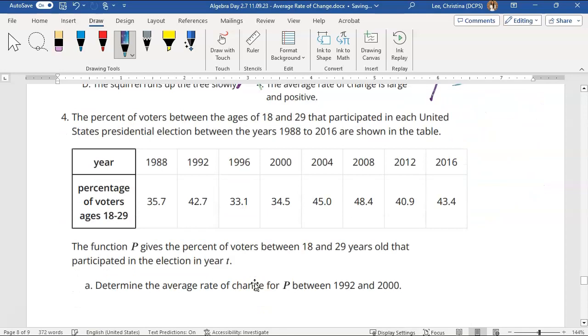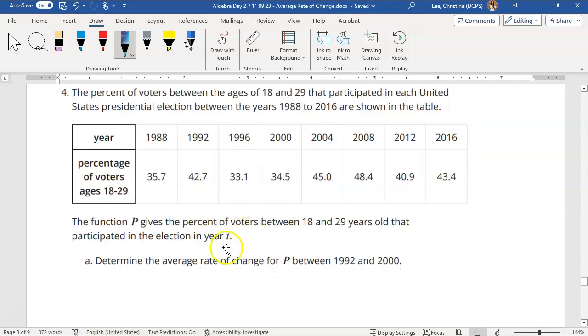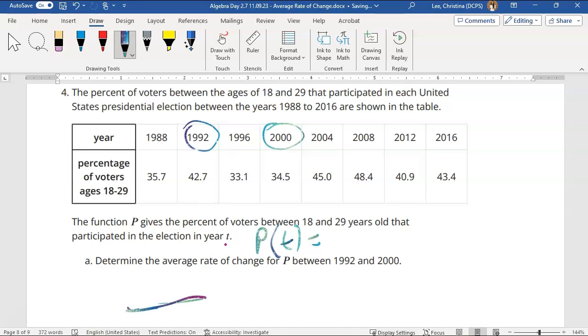All right, number 4. The percent of voters between the ages of 18 and 29 that participated in each United States presidential election are shown here in the table. The function p gives the percent of voters between 18 and 29 years old that participated in the election year t. So this is p of t equals that percentage. Determine the average rate of change for p between 1992 and 2000. So between 1992 and 2000, that's our years, so that's our input. That's 8 years. So we're going to divide by 8 because 2000 minus 1992 is 8.